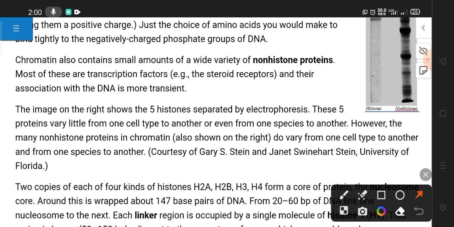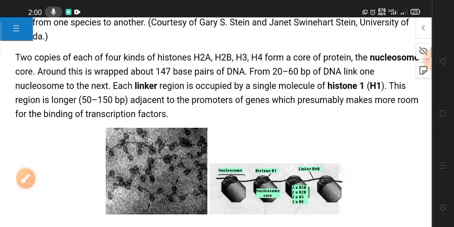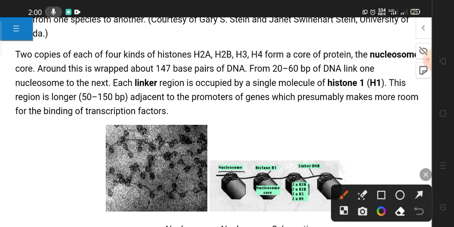Two copies of each of the four kinds of histones, H2A, H2B, H3, H4, form a core of proteins, the nucleosome core. Around this is wrapped about 147 base pairs of DNA. From 20 to 60 base pairs of DNA link one nucleosome to the next. Each linker region is occupied by a single molecule of histone H1. This region is longer adjacent to the promoter of genes, which presumably makes more room for binding transcription factors.